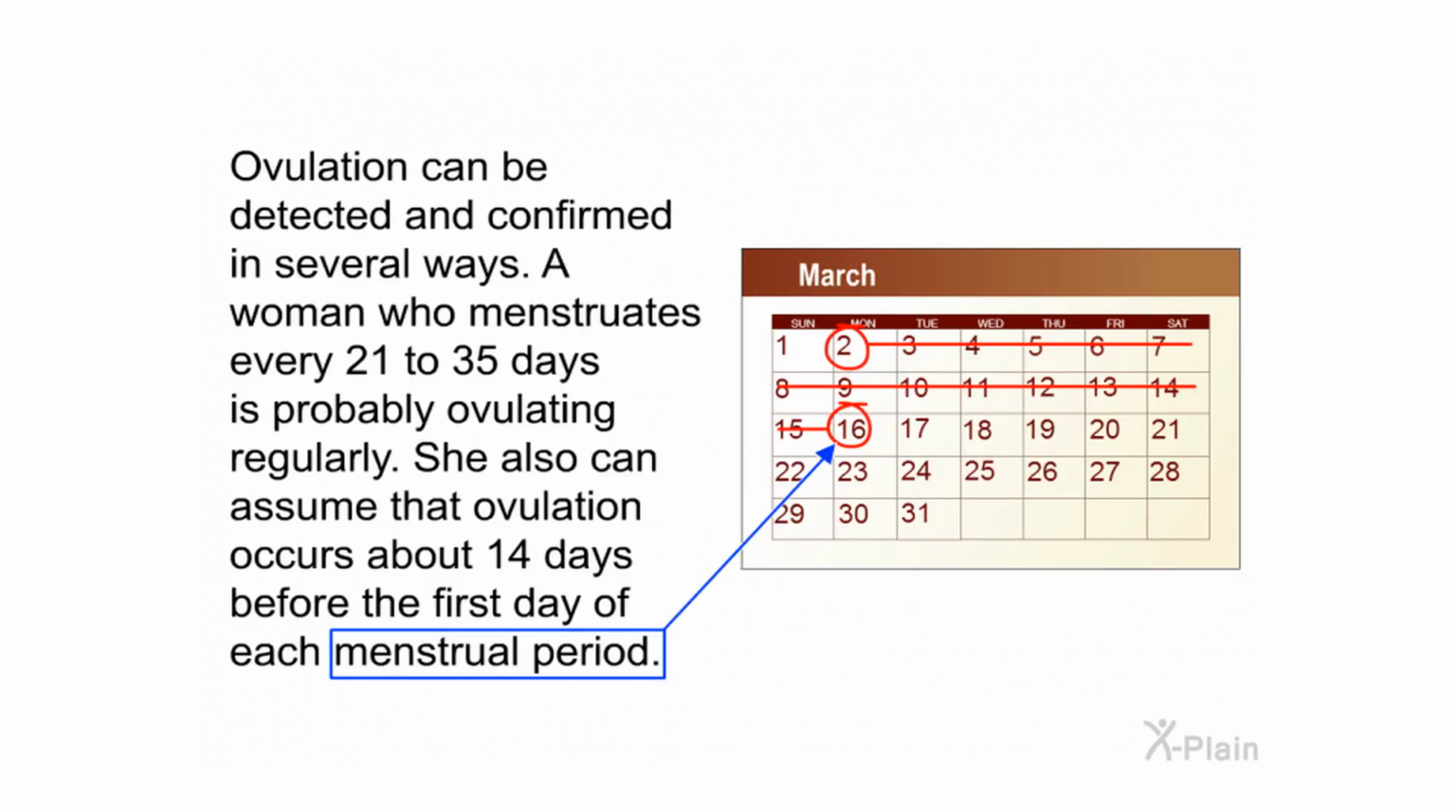Diagnosis. Ovulation can be detected and confirmed in several ways. A woman who menstruates every 21 to 35 days is probably ovulating regularly. She also can assume that ovulation occurs about 14 days before the first day of each menstrual period.